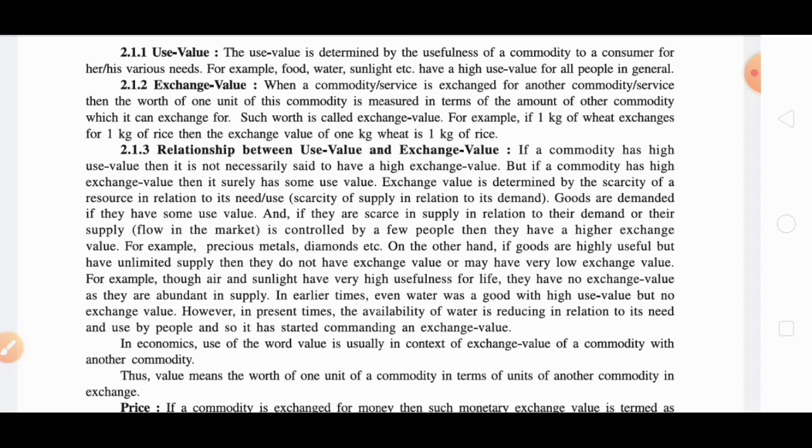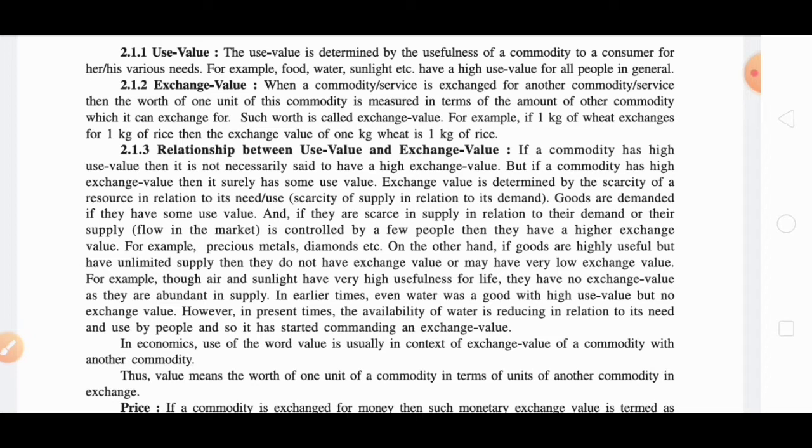Sometimes it may happen that the exchange value, or we can say the price of that particular good, is very negligible, or sometimes it may be zero, but its usefulness in our life is very high. And that's why the first point is the use value, which is determined by the usefulness of a commodity to a consumer, meaning those who are consuming or using this particular good. For example, food, water, sunlight, etc.